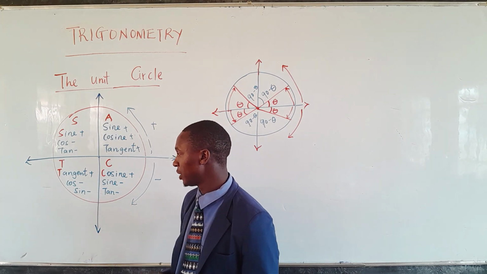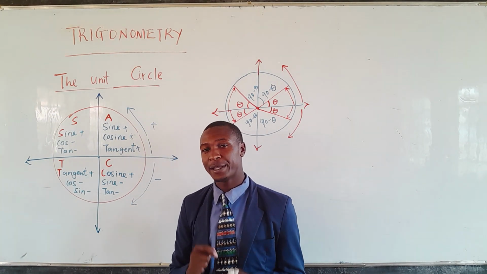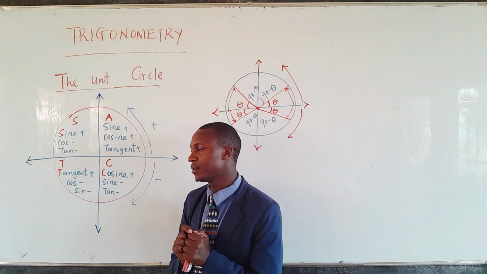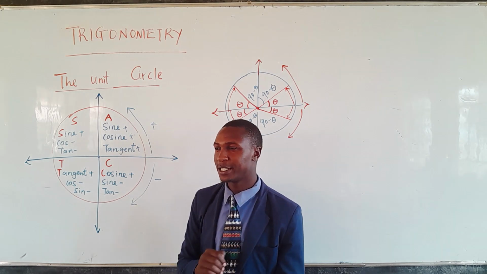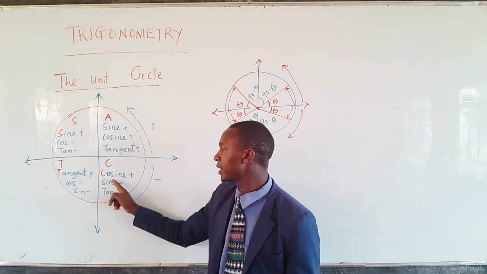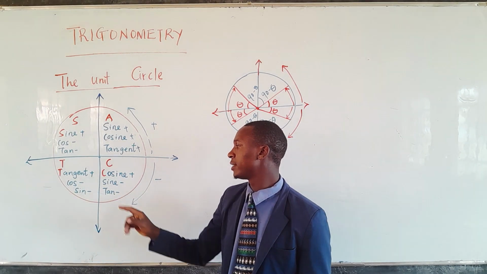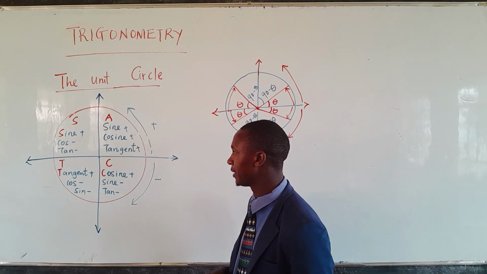So in the next quadrant, you notice that T represents the tangent, and the tangent is the only one that is positive, whereas the others, that is the cos and the sine, are negative. In the last quadrant, represented by C, the cosine is positive, the sine is negative, and the tangent has to also be negative.